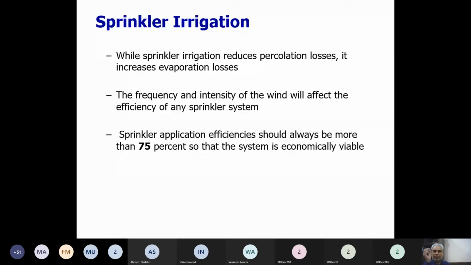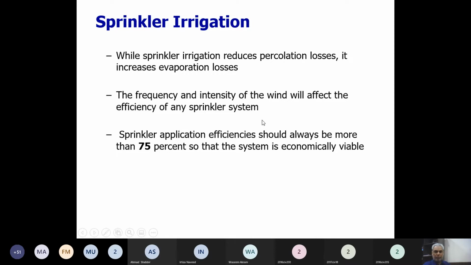Those which are very tiny, very small, are sometimes kept suspended in the air, and they are moved away along with the wind. So some extra losses occur while applying water in the air in the case of sprinklers.